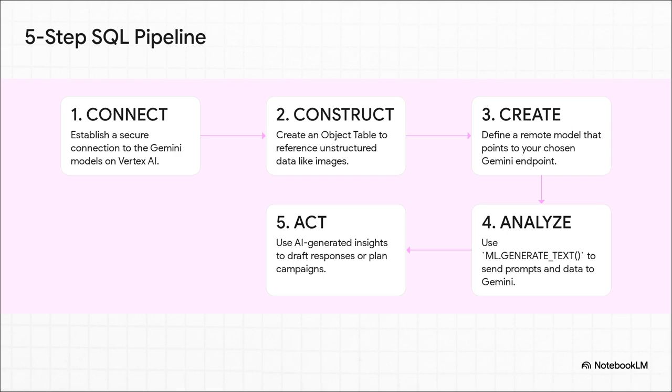First, you connect. You set up that secure handshake with Gemini. Second, you construct an object table. Now, that's just a fancy name for a special table that lets BigQuery see unstructured files, like the images in those reviews. Once that's set up, you create your model, you analyze the data by sending it prompts, and finally you act on the amazing insights you get back.